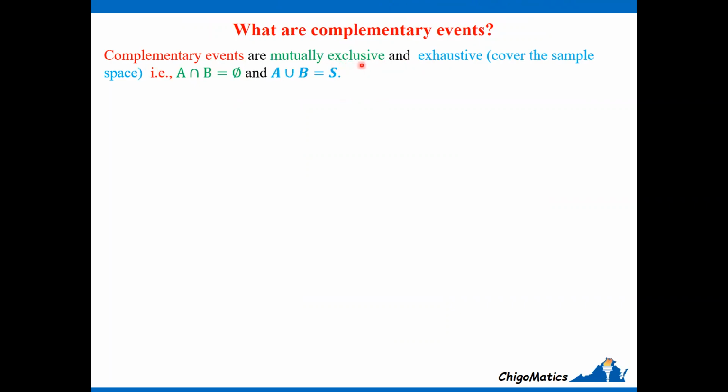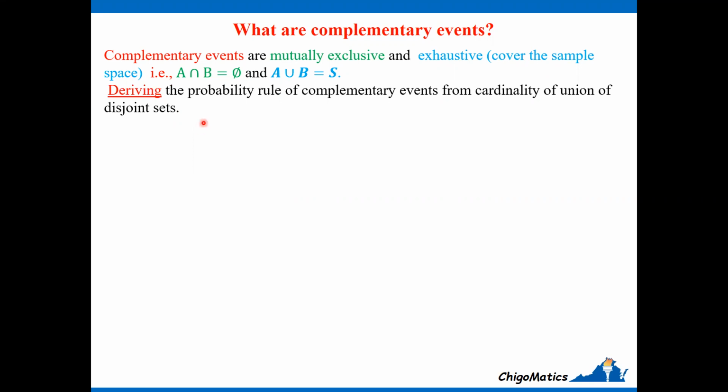Complementary events are mutually exclusive and exhaustive. The word exhaustive means cover the sample space. That is to say, the fact that we are saying they are mutually exclusive means A intersection B is an empty set. And when we say exhaustive, we are saying A union B is equal to the sample space S. That means they cover the sample space.